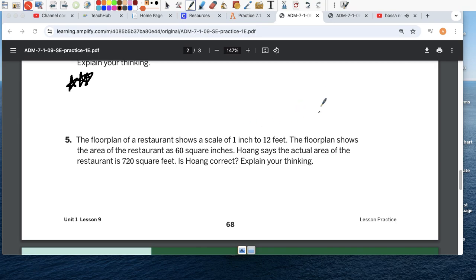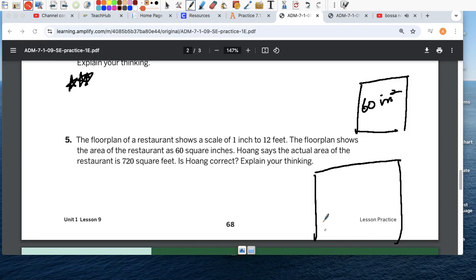Okay, let's talk about this problem here. There's a floor plan of a restaurant, and it's 60 inches squared. And Huang actually went to the restaurant and he measured it, and he did it in feet. And he says that the drawing in his notebook, 60 inches square, in real life is actually 750 square. Let's think about what that means.